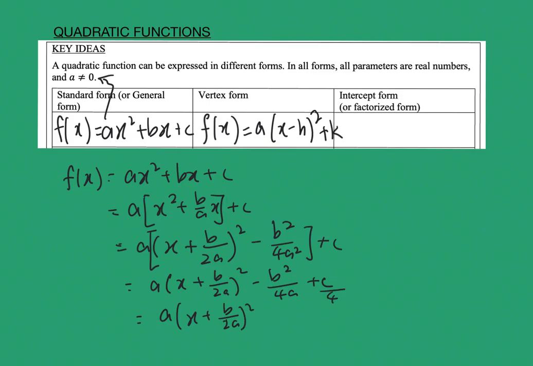So this over 4a, so is minus b squared over 4ac over 4a. As you can see, this is the vertex form. And we're going to use this later on to fill in our information about the vertex and axis of symmetry. And from here, I'm going to fill up the intercept form. We have f of x equals a times x minus p times x minus q, okay?